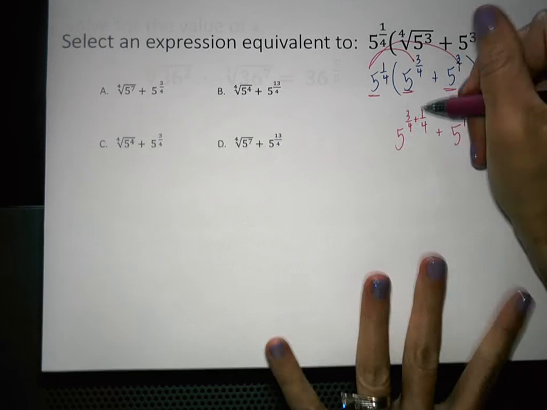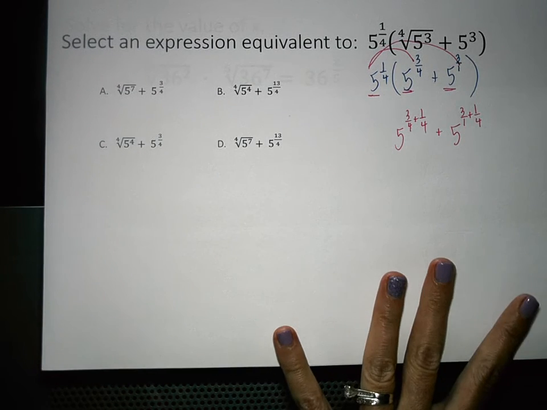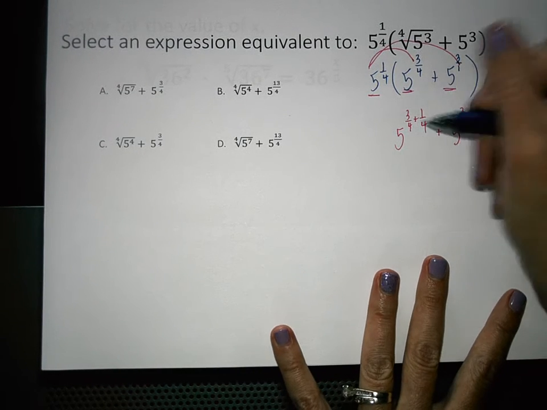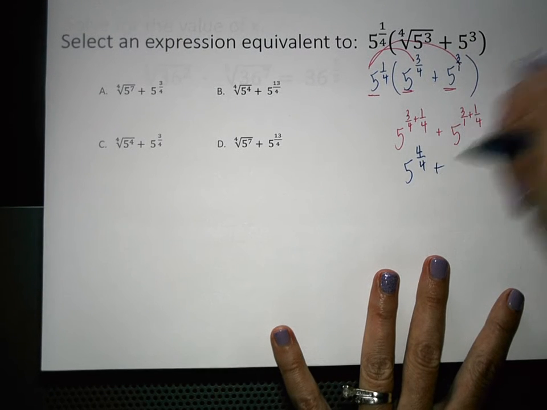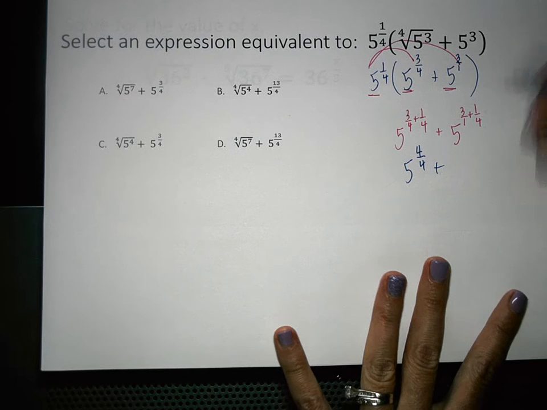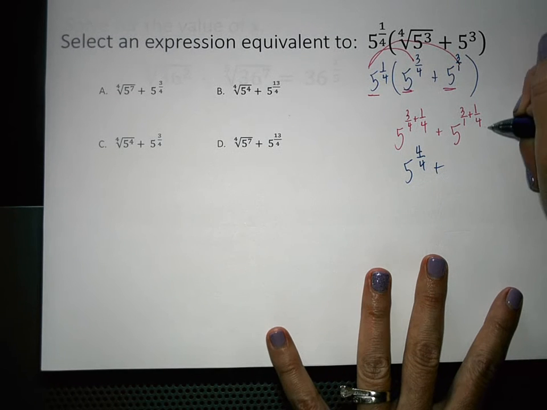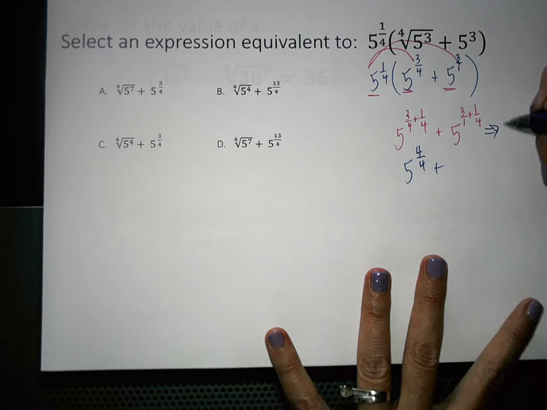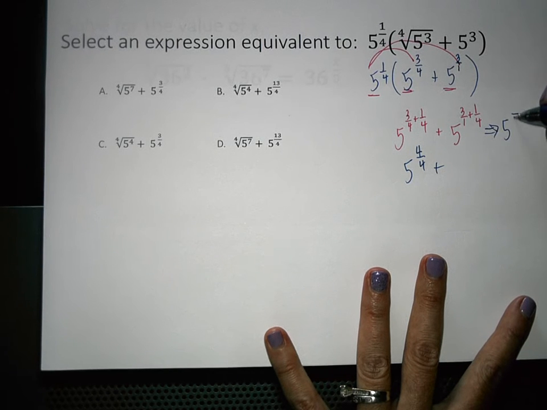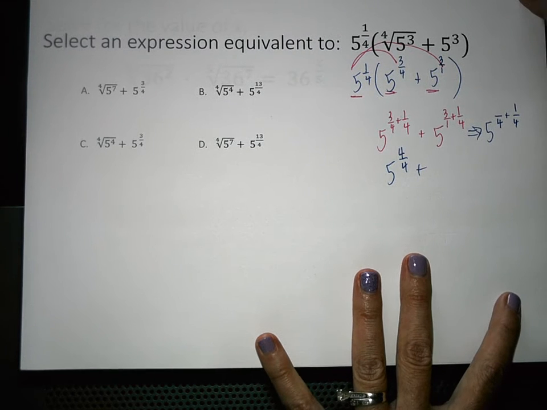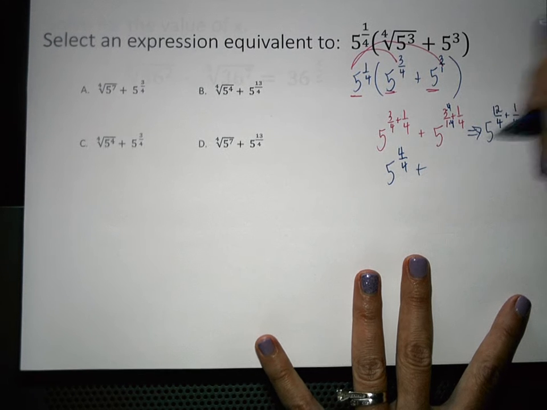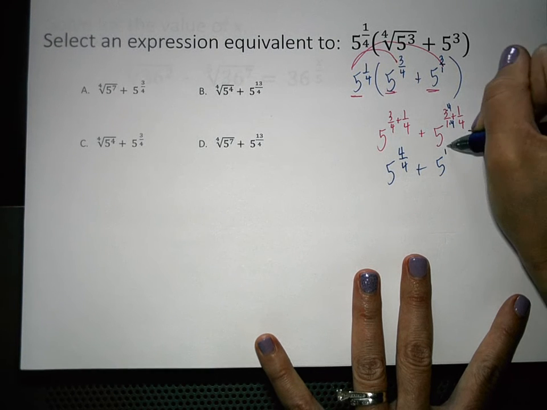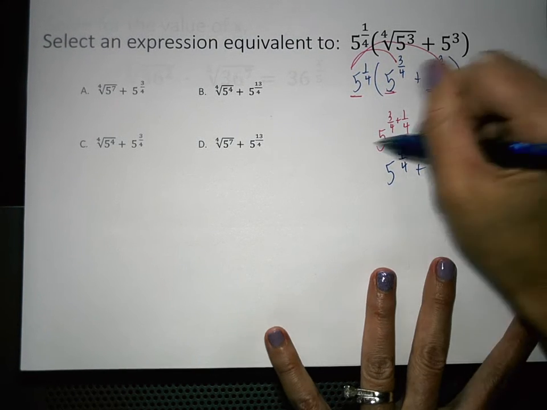Here, these already have like denominators, so we just add 3 plus 1, which makes 4. 5 to the 4/4. Plus, here, they don't have like denominators, so we need to make them have like denominators. So I'm just going to put this to the side here. The like denominator would probably just be a 4. So this one already is a 4, so we're going to put a 1 there. And then here, 1 times 4 makes 4, so 3 times 4 is 12. And when we add that, 12 plus 1, we get 13/4. Okay, so this is what I have here.